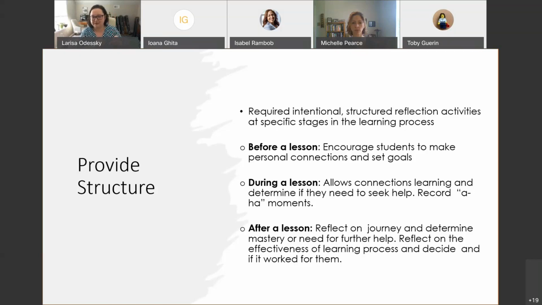And I struggle with this because I don't want to interrupt their flow of learning, but it can be done. And of course, after a lesson, which we're used to, we reflect on the journey and determine mastery or need for further help. And if they do need further help, do we have a mechanism set up to offer them more support? And we need to reflect on the learning process and decide if it worked for them.